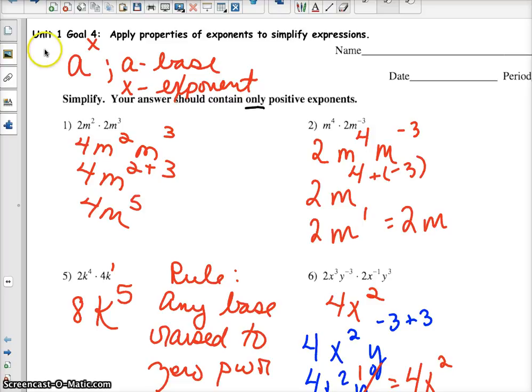I want you to take out Unit 1, Goal 4 handout. We used this handout in class on Thursday, August the 20th, and we were using properties of exponents to simplify expressions. So we quickly review. We recall that when we are multiplying like bases, m squared times m to the third power, we add those exponents. 2 plus 3 is 5.